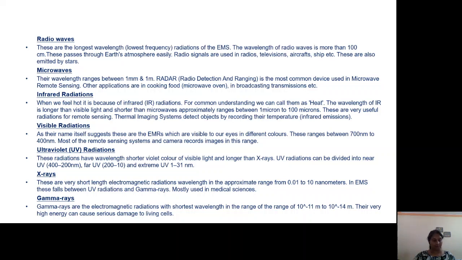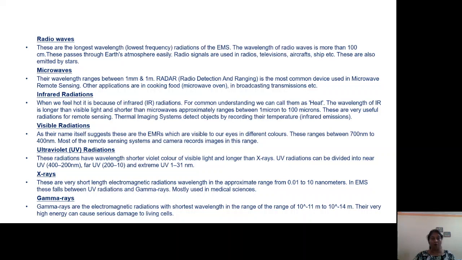Visible radiations. Radiations visible to our eyes in different colors; light bulbs, fireflies, stars all emit visible light. Light of different wavelengths produces different perceptions of colors. The longest wavelength is the red wave, with low frequency and low penetration. Most of the remote sensing systems and cameras record images in this range.